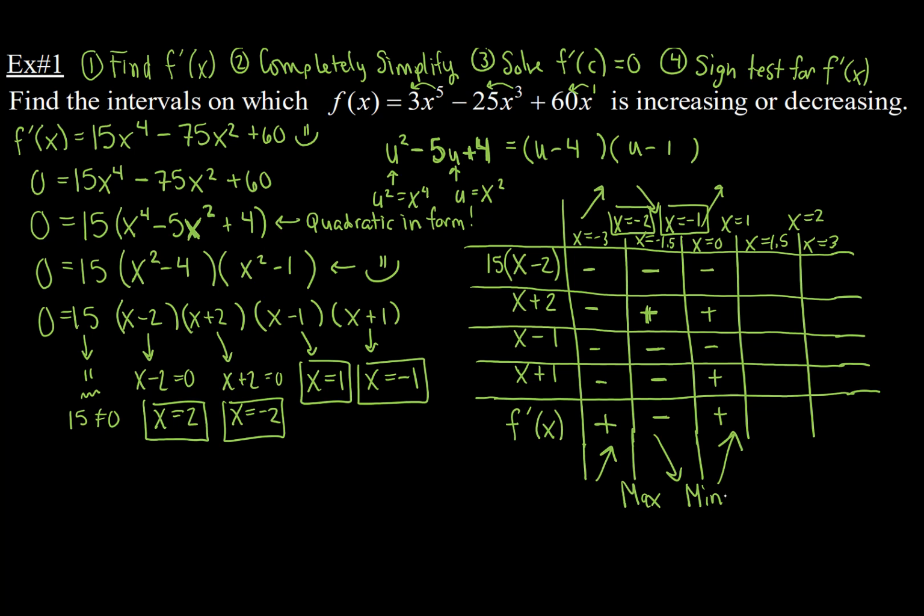So now let's take a look at the next region. So between 1 and 2, I've got 1.5. I'm going to plug that in. 1.5 minus 2, I'm going to get a negative. For x plus 2, I'm going to get a positive. 1.5 minus 1 is a positive. 1.5 plus 1 is a positive. If I look at this, a negative times 3 positives is going to give me a negative. And if I just plug 1.5 into the first derivative, I'm also going to get a negative.